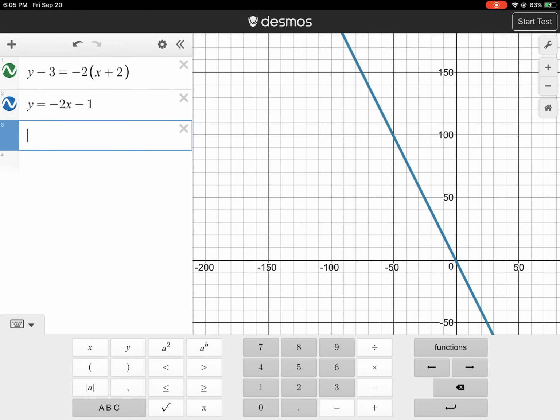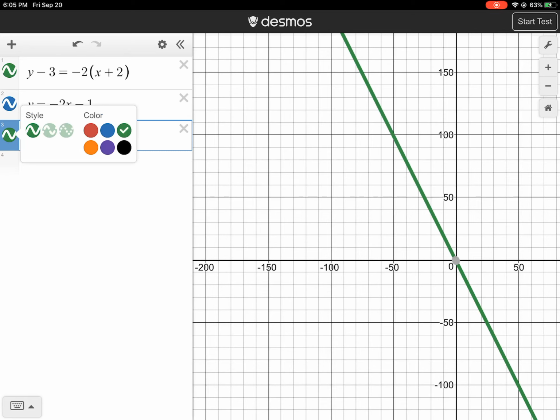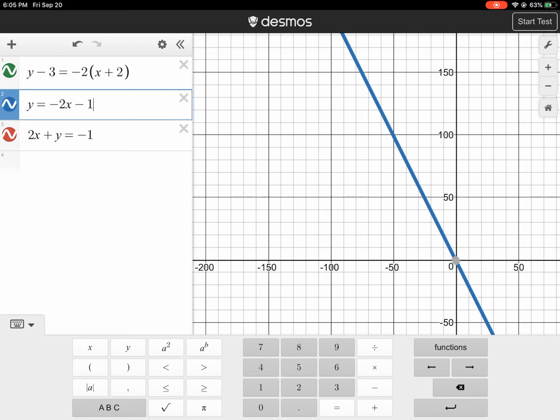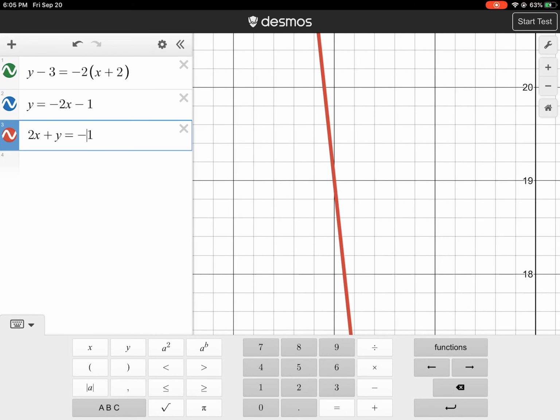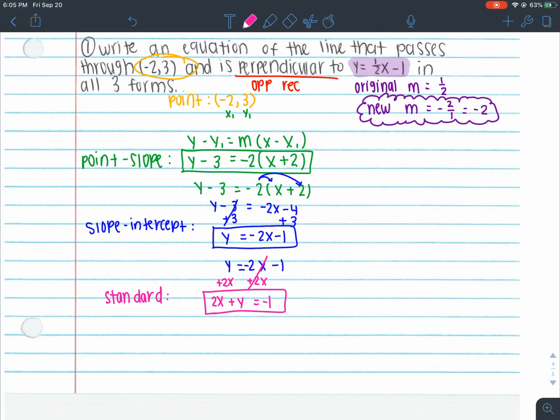And then in pink, which I'm going to have to use red because I don't have a pink on Desmos, was 2x plus y. Was it plus y? Yeah, it was plus y equals -1. And I'm going to go ahead and change that to red. If I click through all three forms, they're all the same line, correct? I can zoom in and see that red, blue, green are all exactly the same. So again, all equivalent forms.